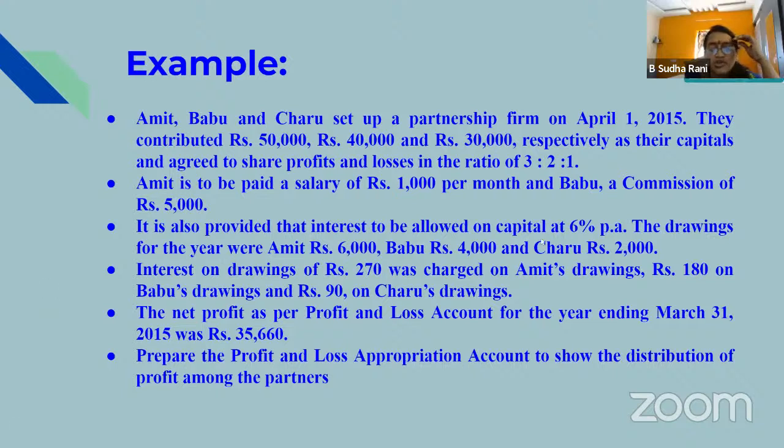So interest on drawings you are supposed to take. Whatever the drawings, you should not take. Remember, drawing should not be taken in the profit and loss appropriation account. Similarly, capital should not be taken in the profit and loss appropriation account. Only the interest on the capital amount or interest on the drawings has to be taken. Understood? Very good. In this particular question, he himself gave you directly the amount of interest on drawings of each partner. He did not ask you to calculate. So directly 270, 180, 90 we will take as interest on drawings. Understood?